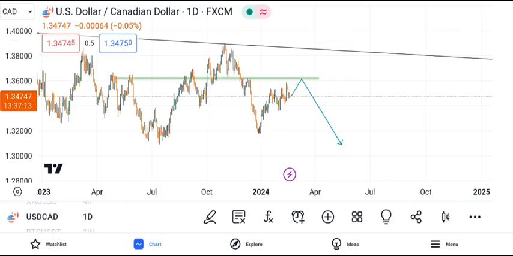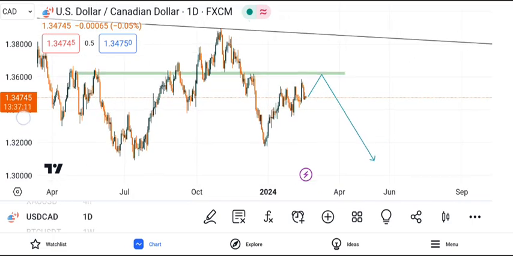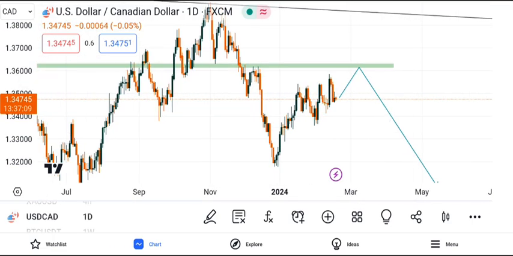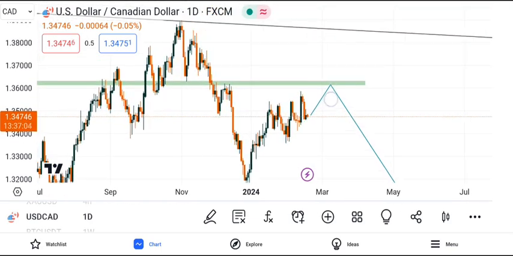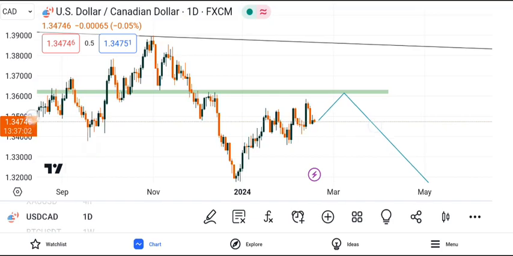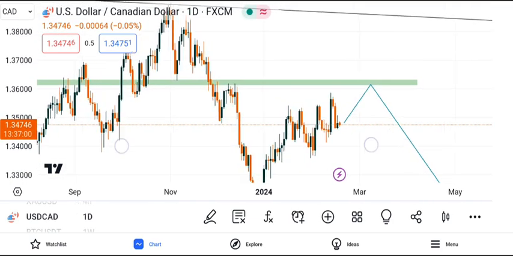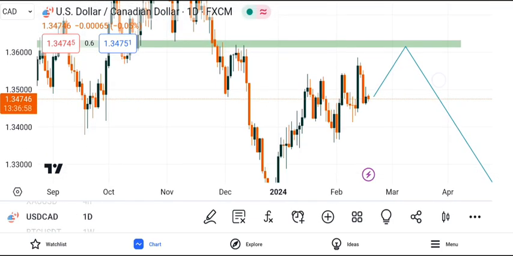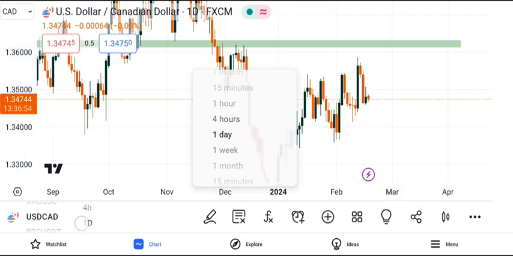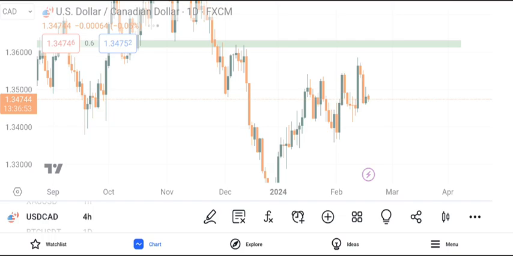Since the market is a probability market, you're expecting the market to retrace back to this level before going down, before going bearish. So we're going to dive deeper into the 4-hour time frame to see the market structure, to see if we can get a trade today.